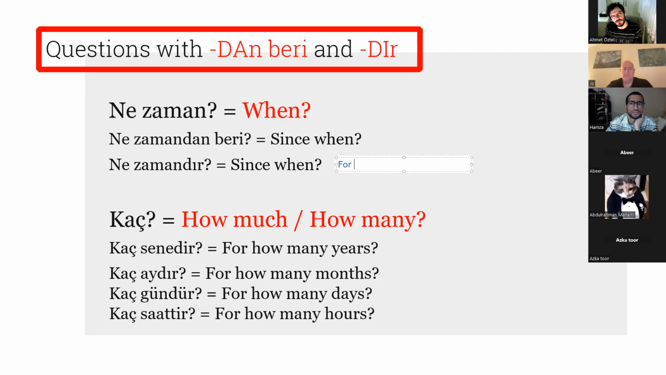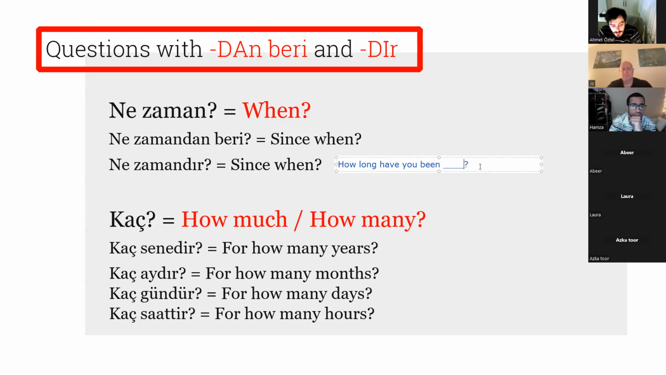Is there any possible way to say for how long? Yeah, çok teşekkürler. Maybe how long have you been doing something would be the best. So this would be the translation of ne zamandır. But basically both of them can have exactly the same answer.